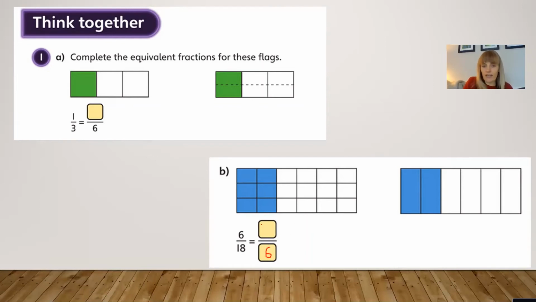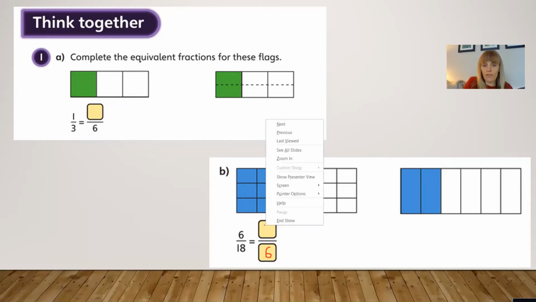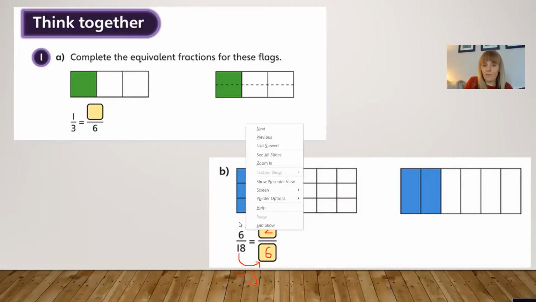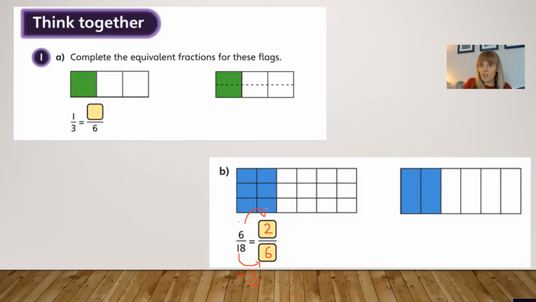Okay, and how many are shaded? We've got 2 out of the 6 have been shaded. Now you can also see that, like we did earlier, what have I divided 18 by to get to 6? I have actually divided that by 3. And the same here, this has been divided also by 3. So that's showing us another way, if you can't do it with a picture, that you can see your equivalent fraction.